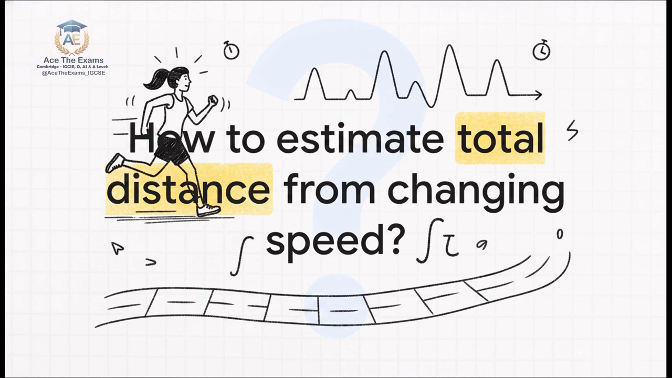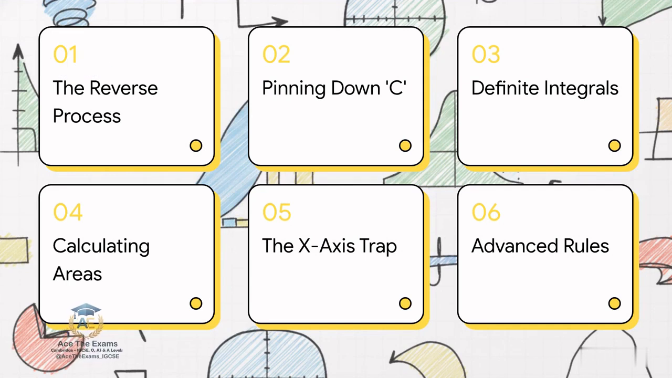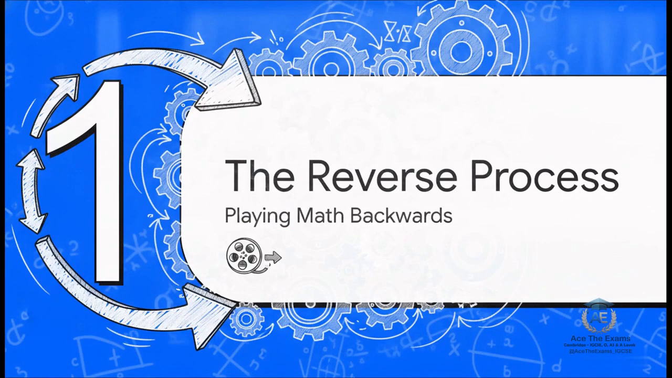So here is our roadmap for today's toolkit. We'll be looking at unlocking the reverse process, pinning down the constant, the definite integral, calculating curved areas, surviving the x-axis trap, and finally, we'll hit some advanced integration rules. Let's get into it. Section 1. Unlocking the reverse process, playing the mathematical movie backwards.